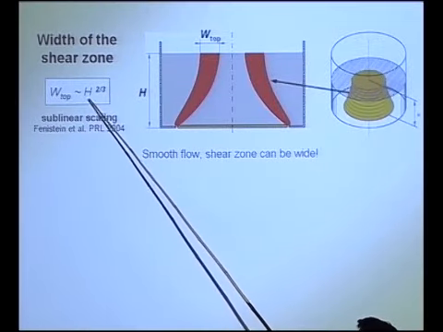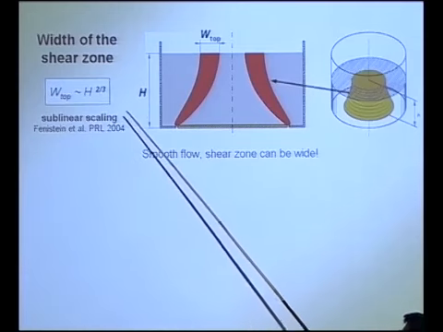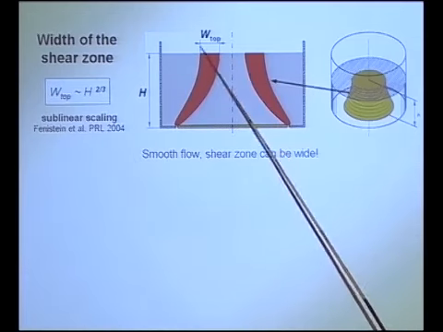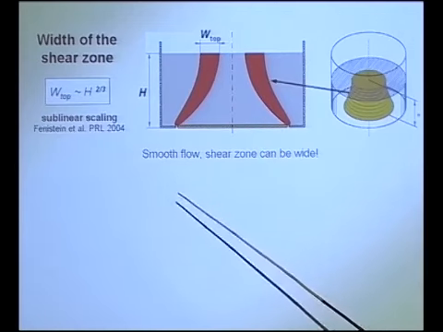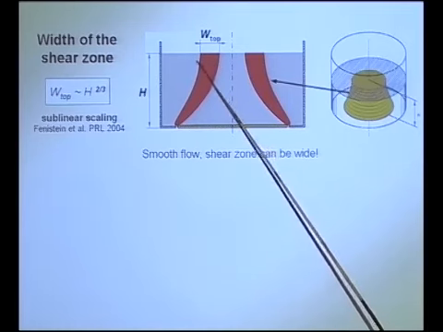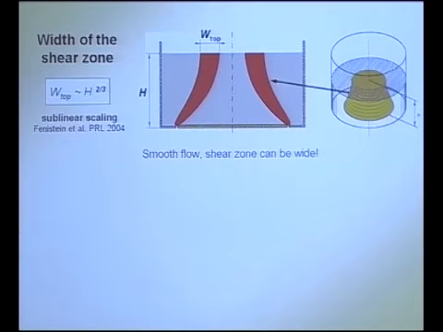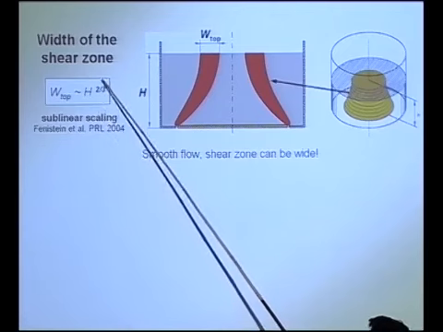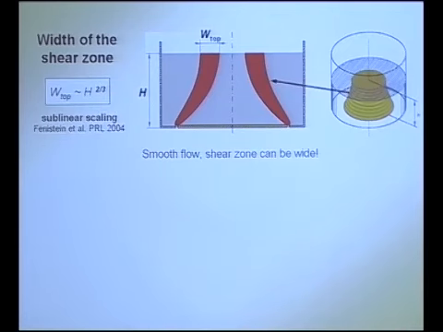I will concentrate first on the width of the shear zone. What is interesting here, and what you can see in the measurements, is that you have a sublinear scaling of the width of the shear zone. So this red region is where the shear deformation takes place. The width, what you can see at the top, grows with the filling height, without any upper bound.